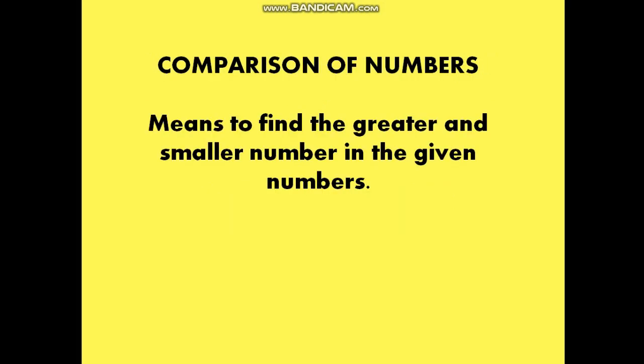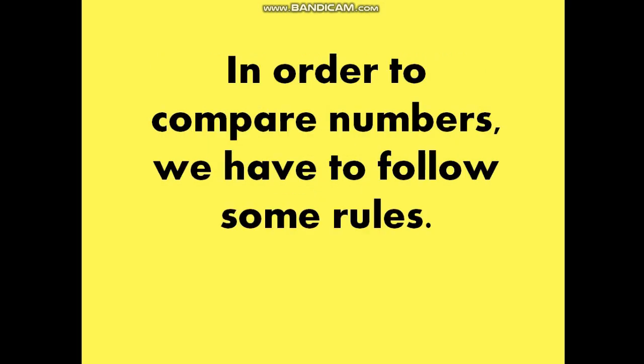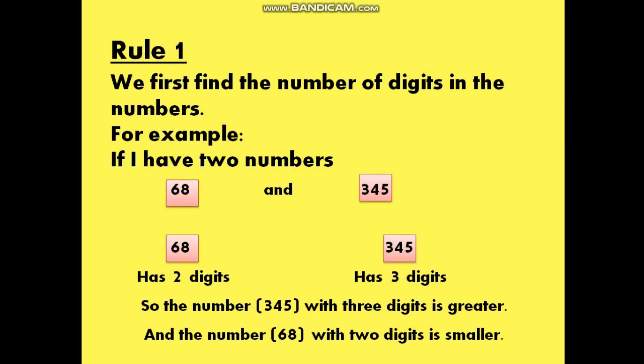Comparison of numbers means to find the greater and smaller number in the given numbers. In order to compare the numbers, we have to follow some rules. Let us know what the rules are. Rule 1. We first find the number of digits in the number.